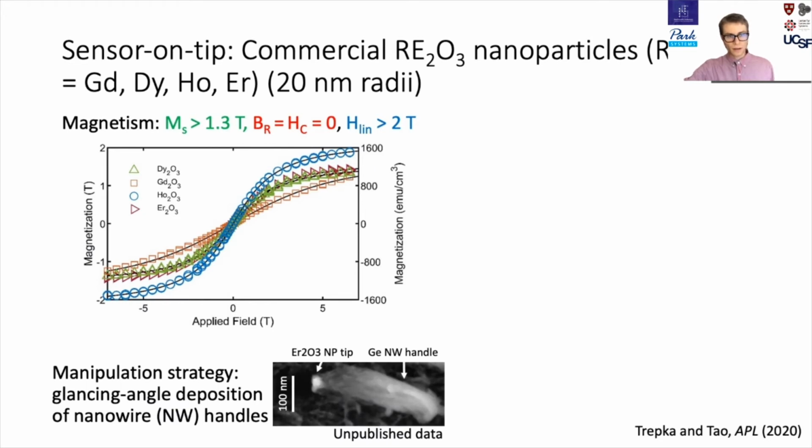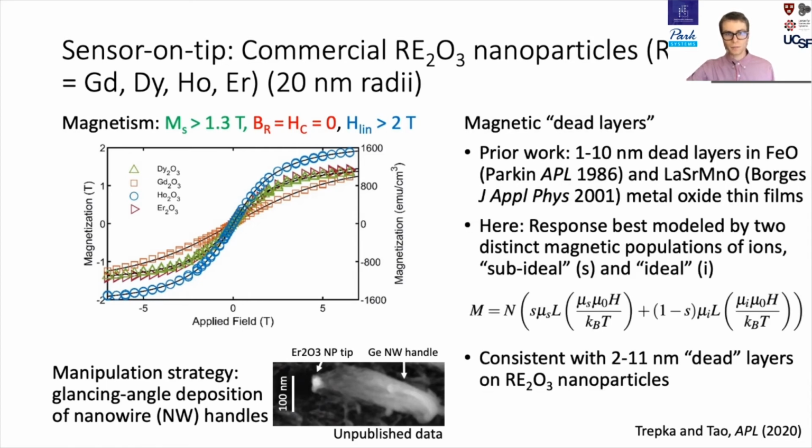So one proposed manipulation strategy for putting these tiny nanoparticles onto the tips of cantilevers for scanning is to use glancing angle deposition of nanowire handles. This is a physical technique where a source material, say in this picture, germanium, is evaporated onto the nanoparticles, and self-shadowing results in this nanowire growth, which is depicted in the figure.